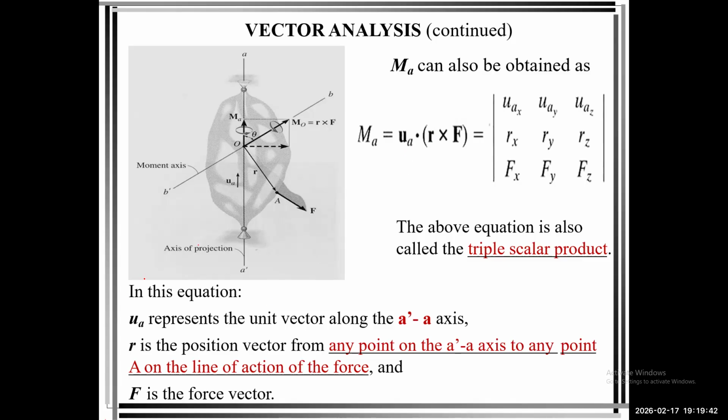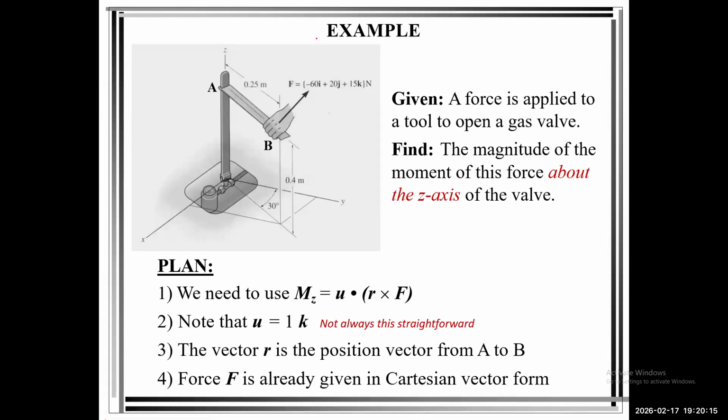In this equation, u is the unit vector along the axis A prime A, which is the vertical one. The vector r is the position vector from any point on that axis to any point A on the line of action of the force, which is right here. If you can see where A is, right? And F is the force vector. This is a lot for you to take in. All right, let's look at this now.